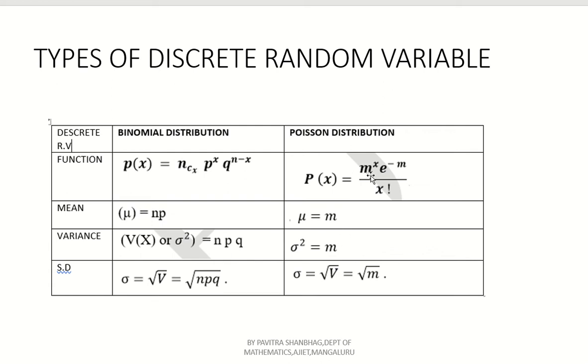And what is meant by m? m is nothing but the mean, which is np. This only we are using here. Okay. Now let us only concentrate on binomial distribution.